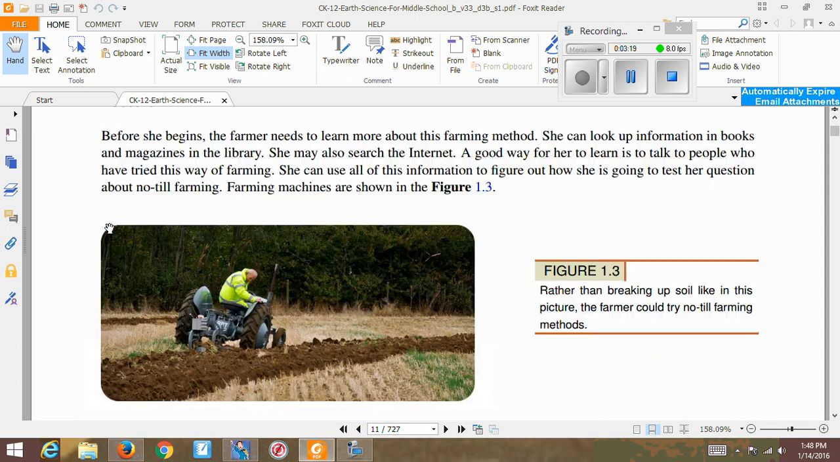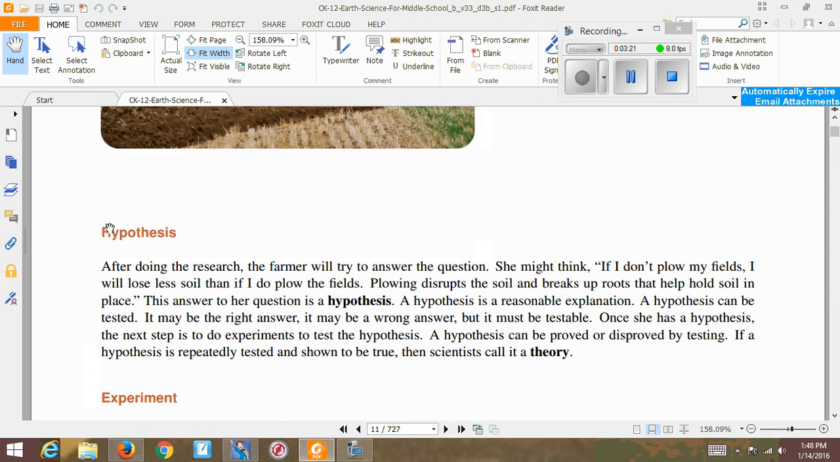Hypothesis. After doing the research, the farmer will try to answer the question. She might think, if I don't plow my fields, I will lose less soil than if I do plow the fields. Plowing disrupts the soil and breaks up roots that help hold soil in place. This answer to her question is a hypothesis.